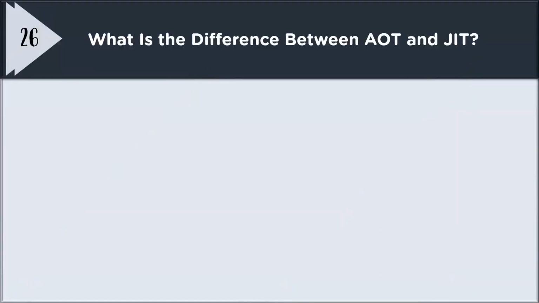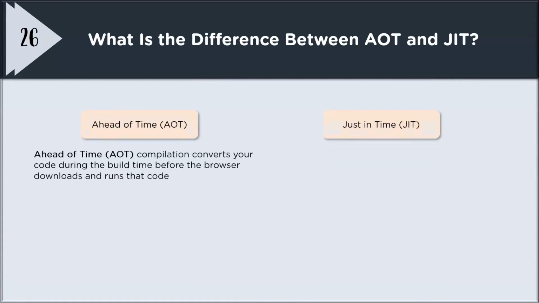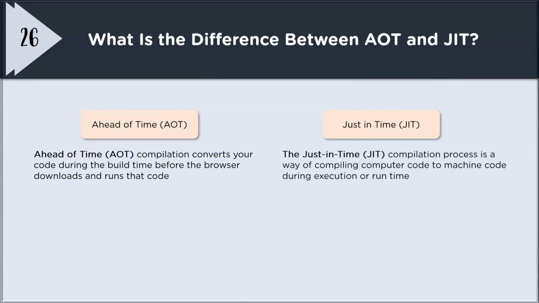What is the difference between ahead-of-time and just-in-time compilation? Ahead-of-time compilation converts your code during the build time before the browser downloads and runs the code. In case of just-in-time compilation, this process is a way of compiling computer code to machine code during the execution phase. AOT ensures faster rendering to the browser, while just-in-time is basically a dynamic compilation.